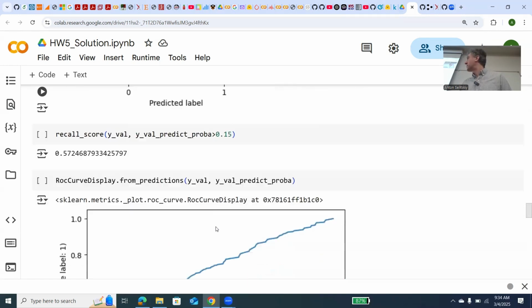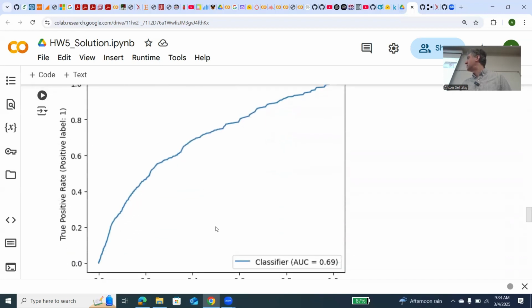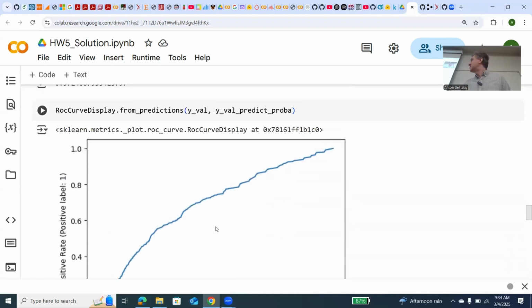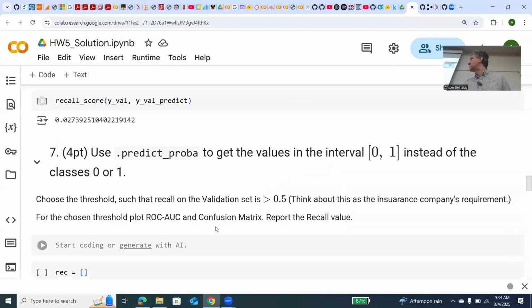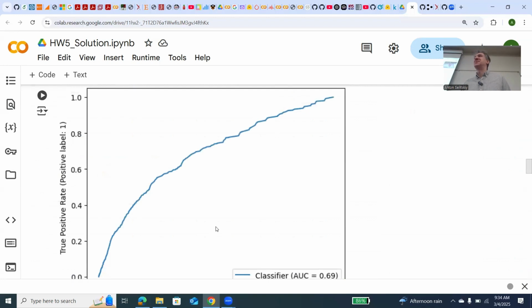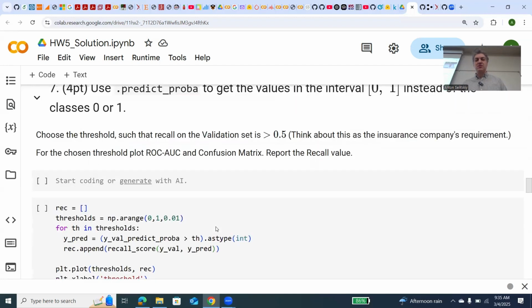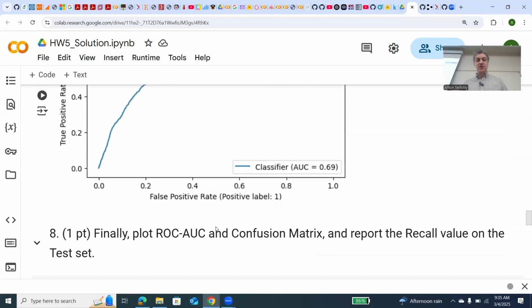A little bit tricky question was to plot the area under the curve, because the area under the curve wouldn't change in comparison with the original one. When we plot the receiver operating curve, we actually go through all possible thresholds, so it doesn't matter which threshold we fix for classification. To plot this curve, we go through all possible thresholds. So the curve is unchanged.